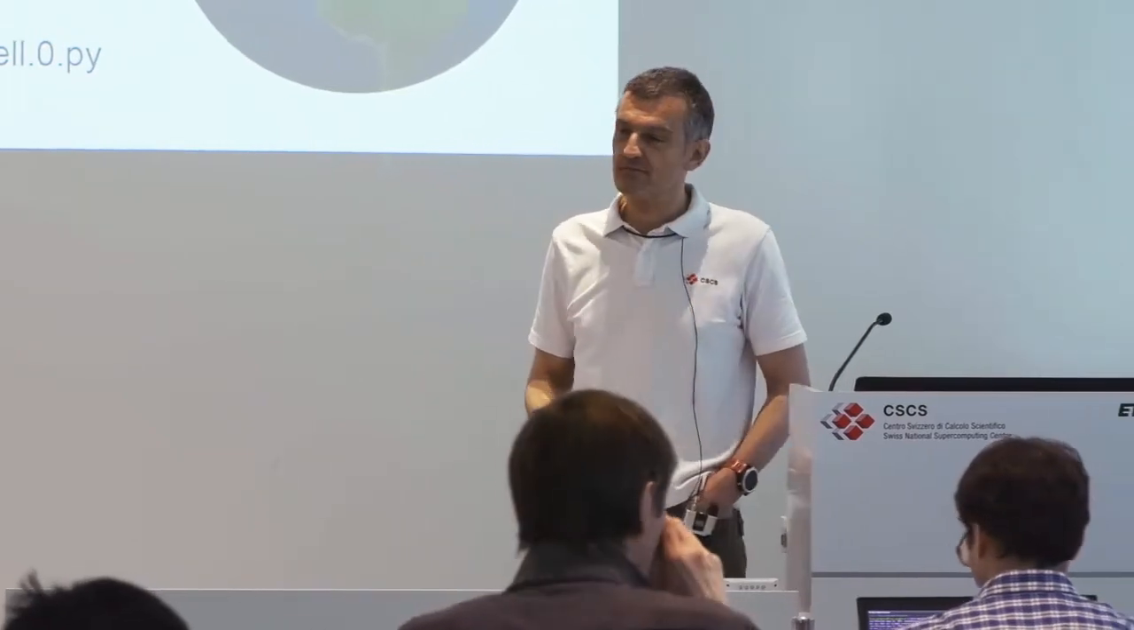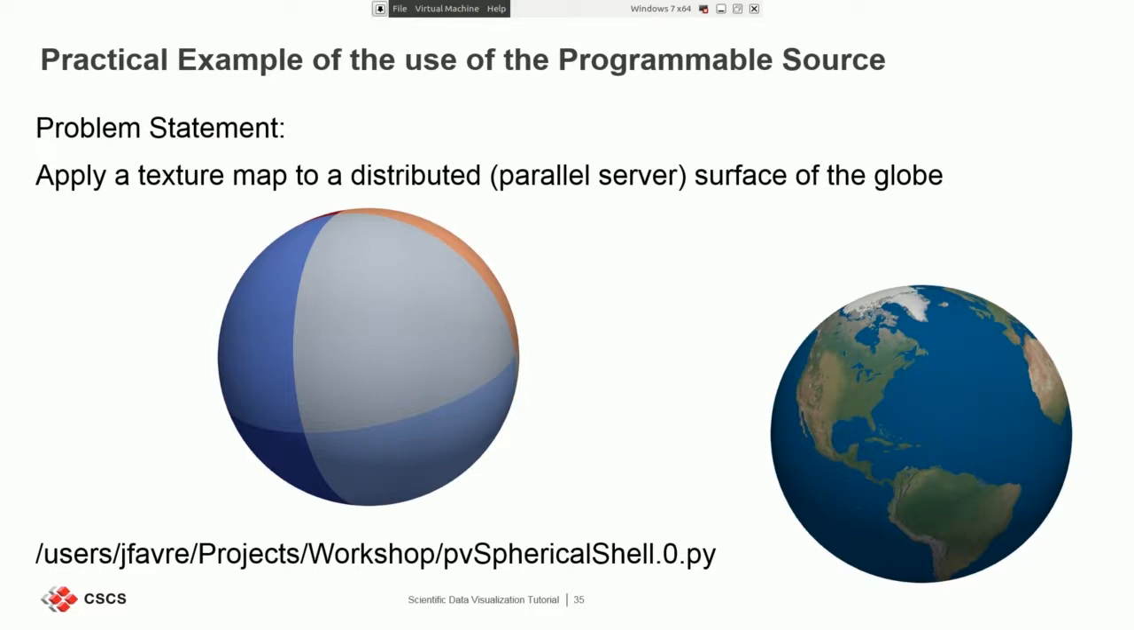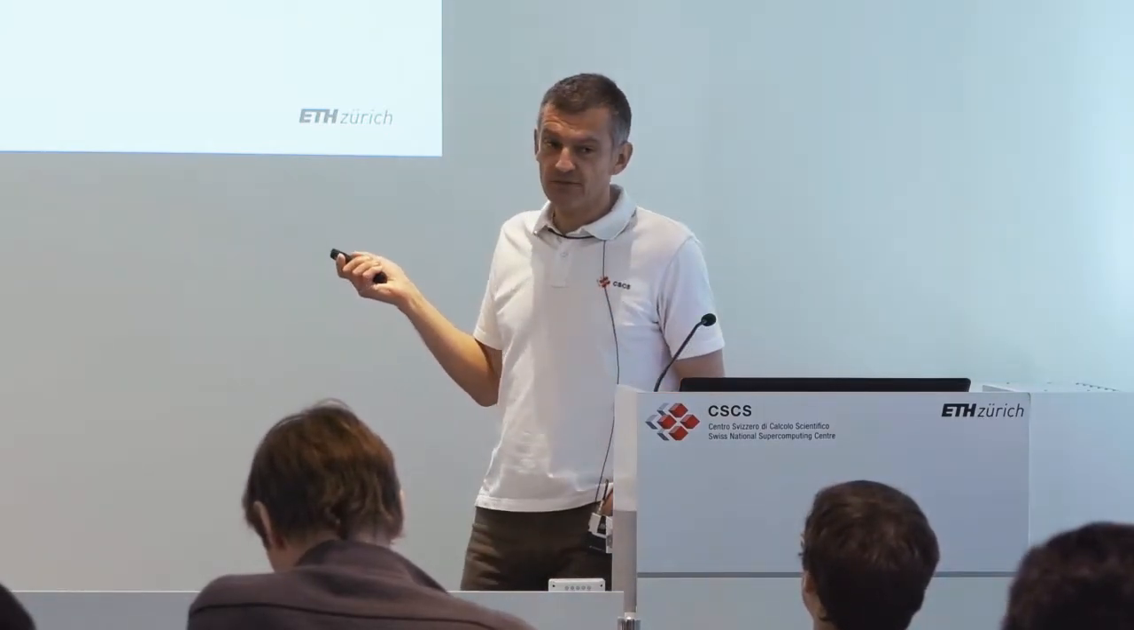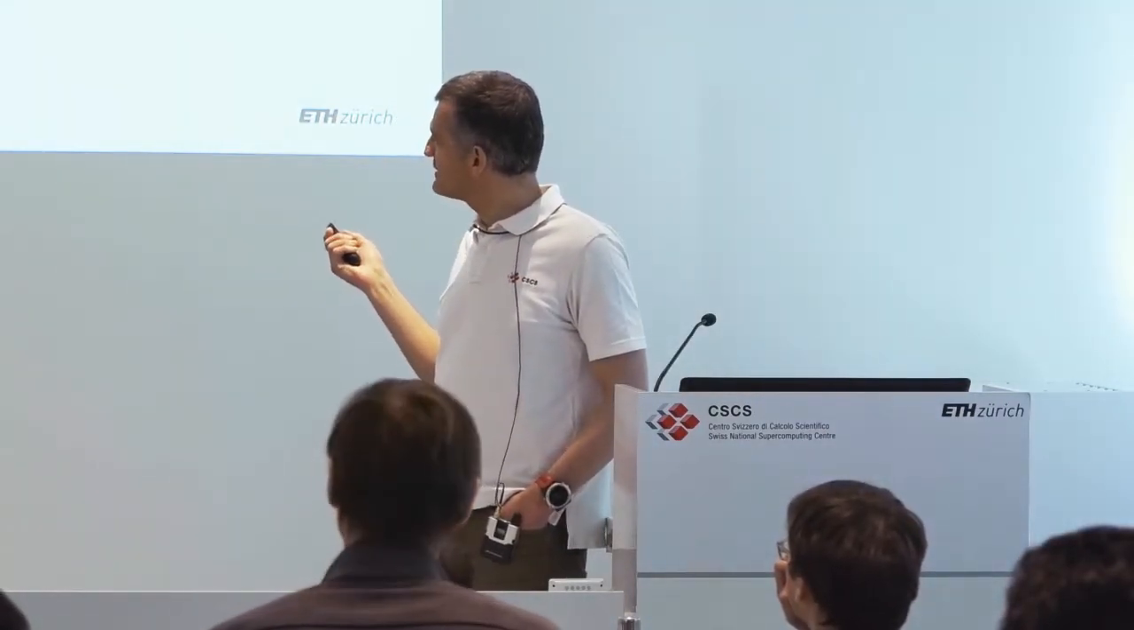Very good, welcome back. So, just to finish up, how did I implement this particular request of mapping a satellite image to a distributed surface? I used the Python programmable source in this case, and I declared a grid resolution of 90 by 180 degrees by 1 for the radius. So I'm going to build a 2D surface in 3D space. And here I said the global dimensions, what extent is the global dimensions of the mesh, should be exactly this 90 by 180 by 1.